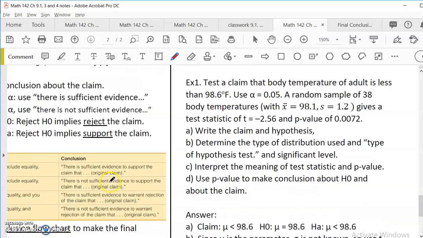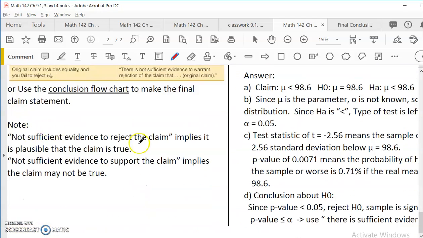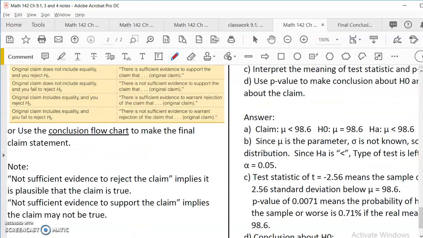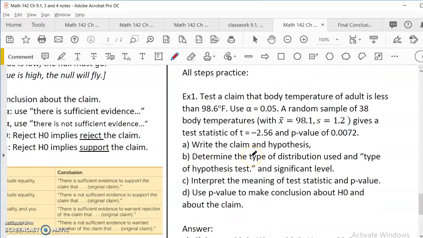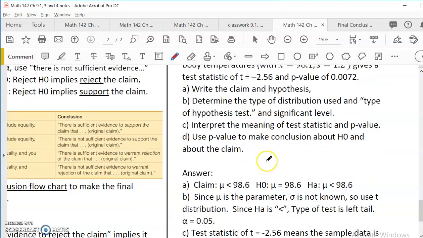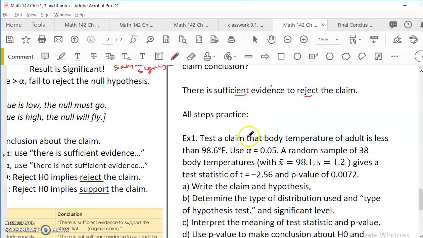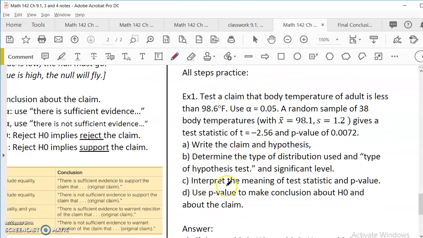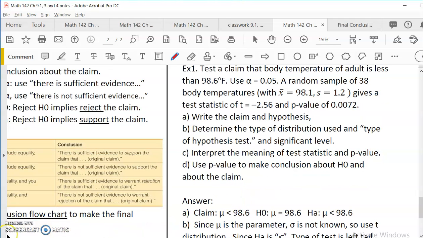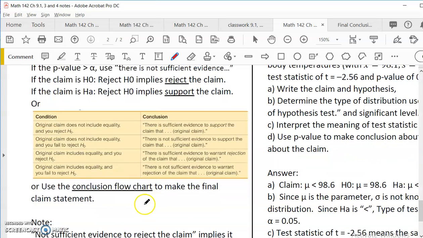So you can use this wording note to do the conclusion. So this is a note that we use, or the table that we can use, but you can also use the flowchart. Okay, so I have 3 more examples that I want to go through that have the full practice that include writing the claim as well as making the conclusion of H0 and the claim. So I'm going to do it in the next video. But this particular video is about making conclusions.